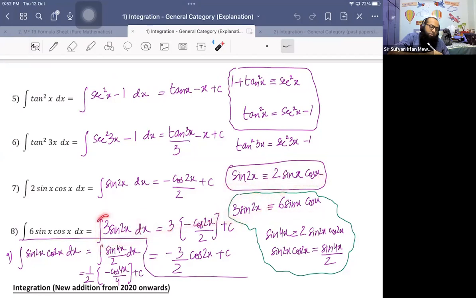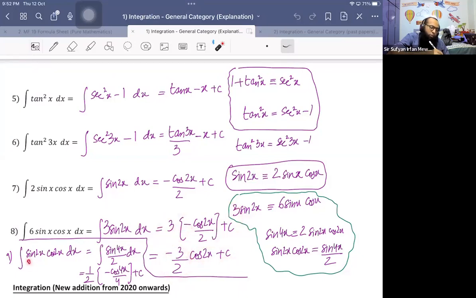Then 3 is a constant. I can take it outside the integral. Integration of sine 2x is negative cos 2x upon 2 plus c. We can give this as a final answer, or we can multiply 3 and write negative 3 upon 2 cos 2x plus c.